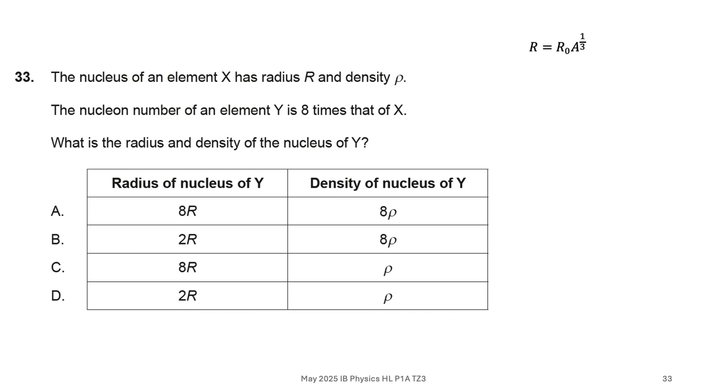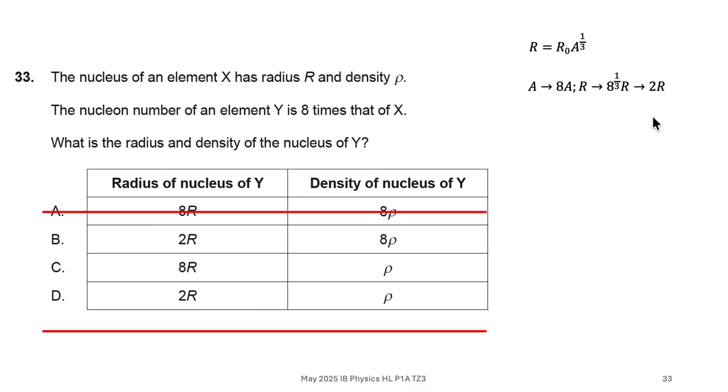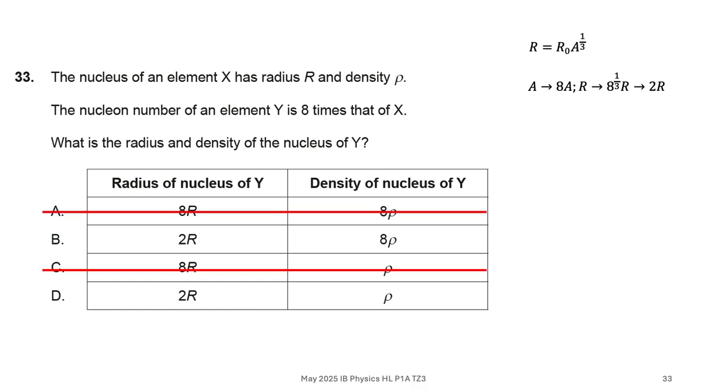Now, in this case, we are multiplying A by a factor of 8. So hopefully you can see they've chosen that 8 for a reason. If A goes to 8A, then r is going to go to 8 to the power of 1 over 3 times r. Now that's quite nice because 8 to the power of 1 over 3 is 2. r is going to double. Okay, so we can get rid of 2 answers here, because just multiplying the number of nucleons by 8 does not give the same factor in terms of the radius. And that kind of makes sense.